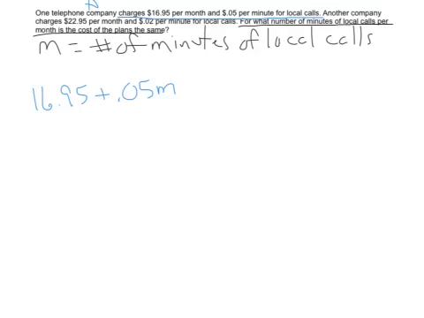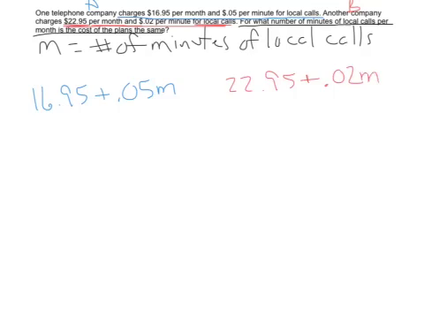Then we're going to look at Company B. I'm going to call this second sentence. Another company, call that Company B, charges $22.95 per month and 2 cents for local calls. So they're charging $22.95. You're going to pay that every single month. Plus, you're going to pay an additional 2 cents for each minute. Well, that's what you don't know. You don't know how many minutes you're going to call, whether it's 1 minute, 5 minutes, 200 minutes. So this 2 cents is going to be multiplied by that m again, the number of minutes.